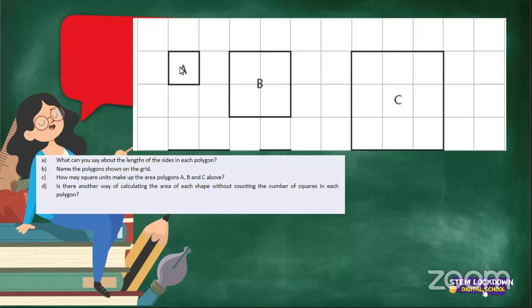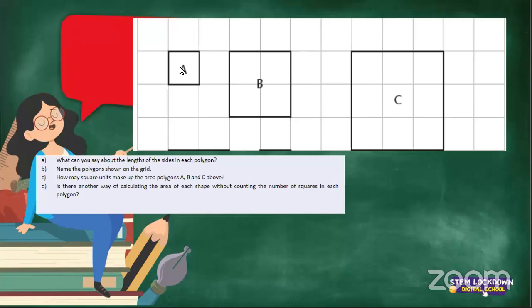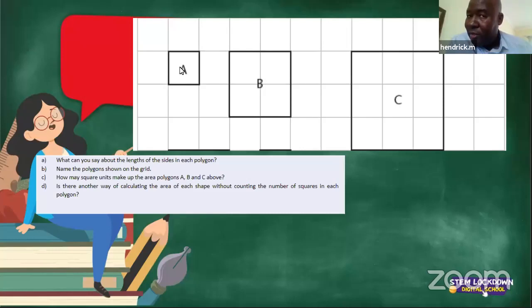Instead of counting the blocks inside each shape, you can multiply the length. Okay, what can you multiply now? You're right, I agree with you. What can you multiply? The length and the width. Exactly. So instead of counting the blocks, you can simply multiply the length, which is 3 times 3 will give you 9, for example, in the last one.